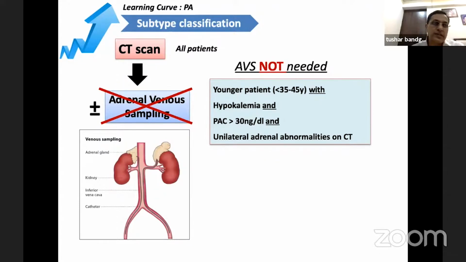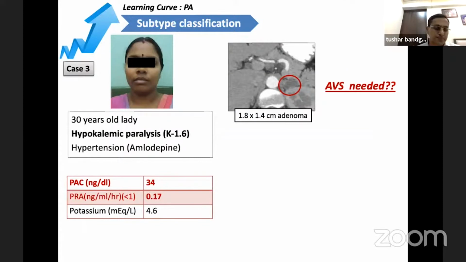Because as the age increases, the bilaterality of the lesions, as a normal physiology of aging, starts increasing, and hence you may be wrong if you do not use AVS when the age is more than 35 years to begin with. So I'm going to show you cases which we have managed at KEM Hospital, and give you a snapshot of each and a learning message from each case.